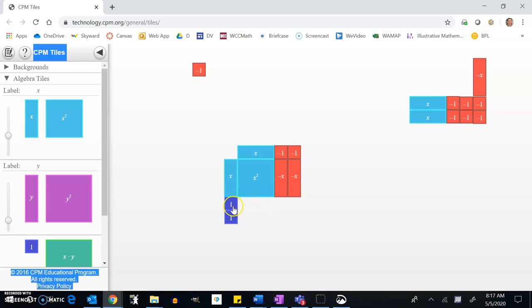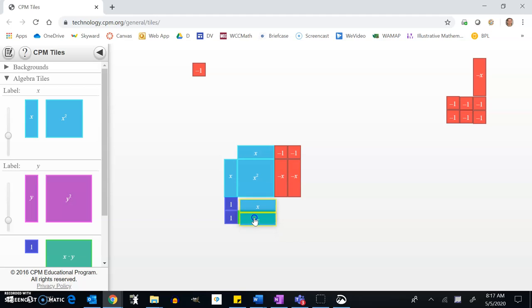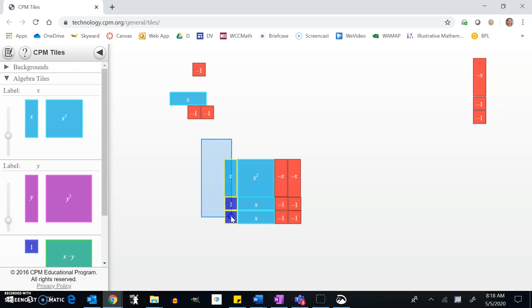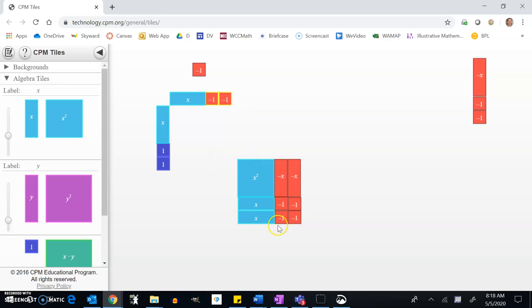In this spot right here, I have 1 times x and 1 times x, so that'll give me those 2 x's. And then in here, I have negative 1s times positive 1. So I should have four negative 1s in here. I can pull that frame out. Remember, because that was just my frame. Those are just my edges. So now my answer is this.